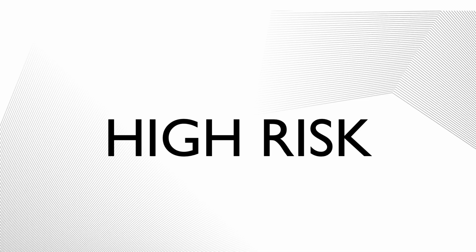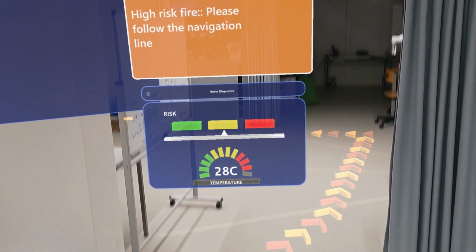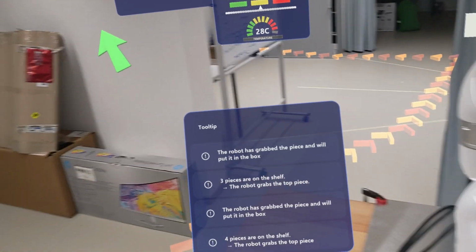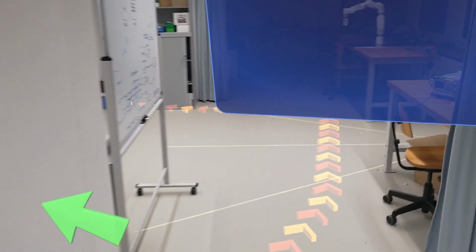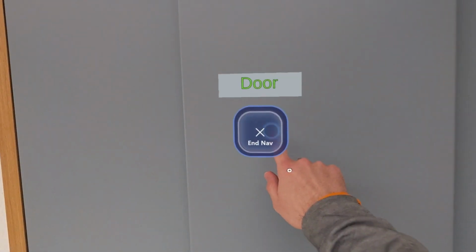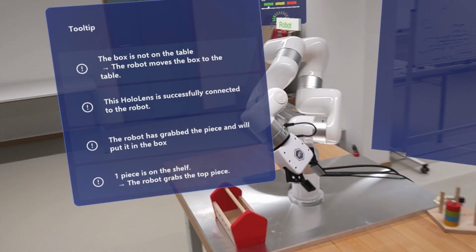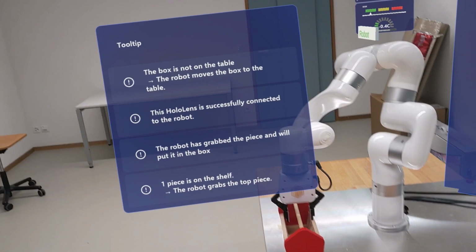Now I'll show you how it looks when the risk and the outside temperature are high. So the trigger has been activated. We also see the green arrow. The navigation line is orange and red this time, and we will be led to the door. And also here we click on End Navigation. Of course, the windows can also be placed larger and closer to the robot. This will look like this.